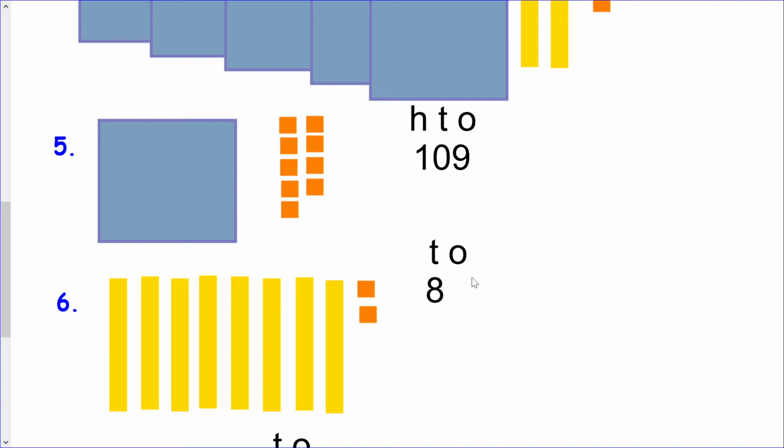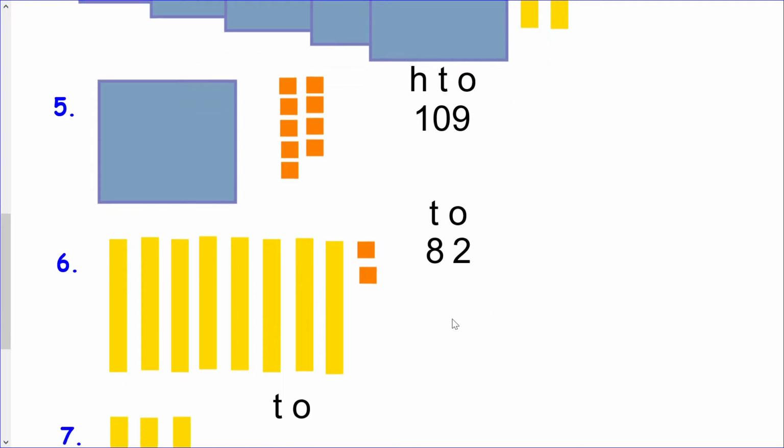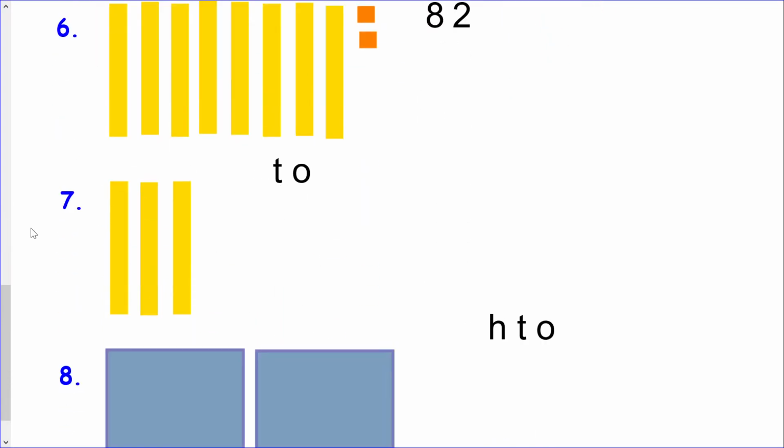How many ones do you have? You have 2. And say your number, 82. All right, how many tens do we have? No hundreds again, right? So I don't need a hundreds place. How many tens? We have 3, so put your 3 in your tens place.